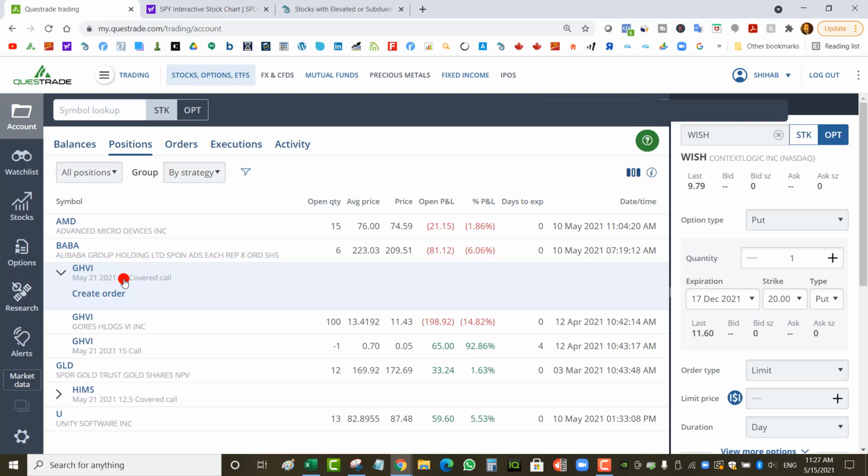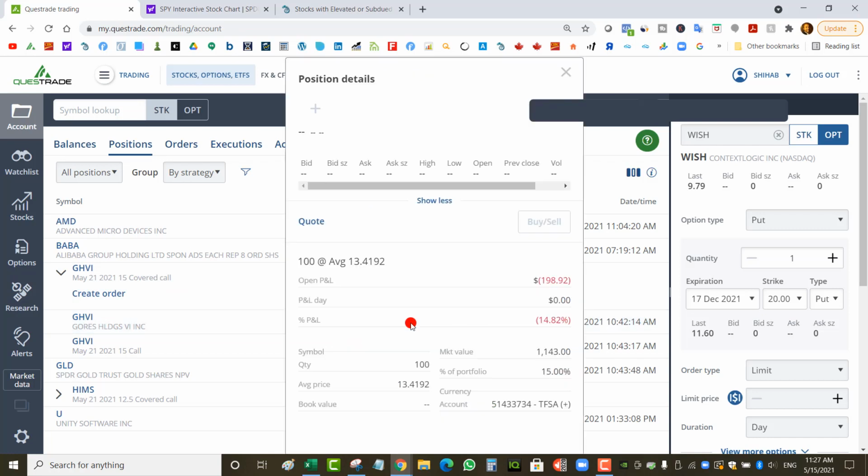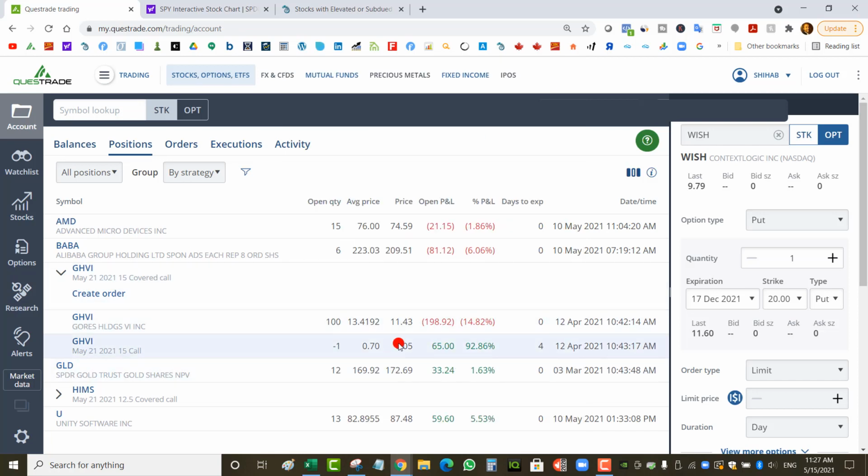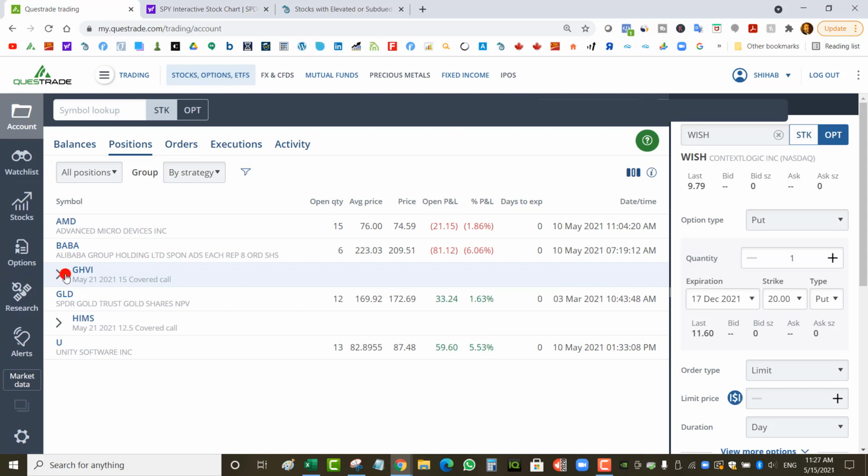I've got a covered call on GHVI, which is the SPAC that will bring Mavenport public. So I like the technology, so that's why I'm comfortable. That's why I made the purchase. I'm obviously down on the shares. I bought it at 13.4. It's trading at 11.43, but I'm selling covered calls on it. So I'll keep selling as much as I can. And if I can't, I don't mind holding on to the shares.